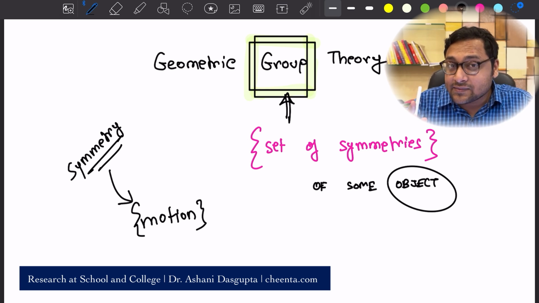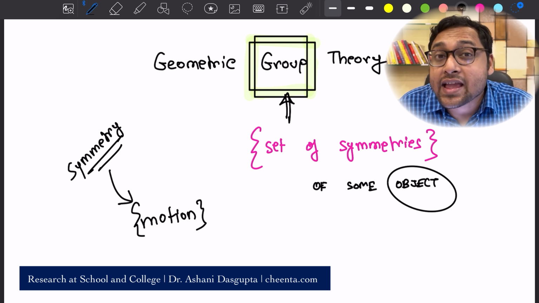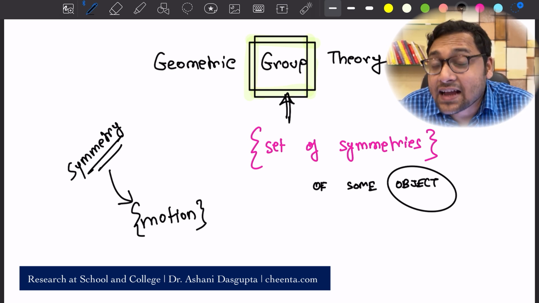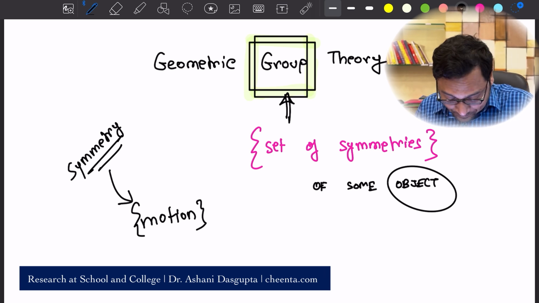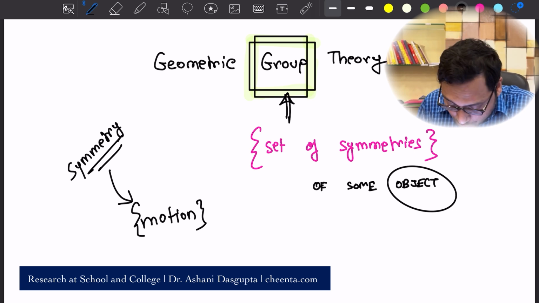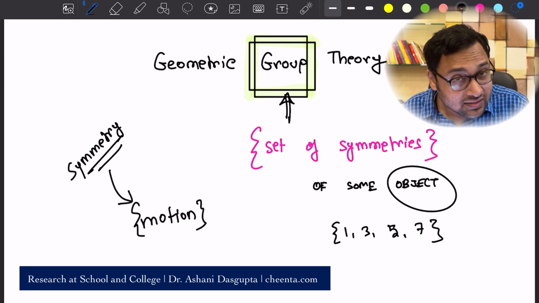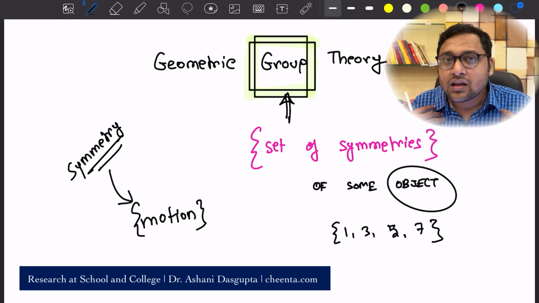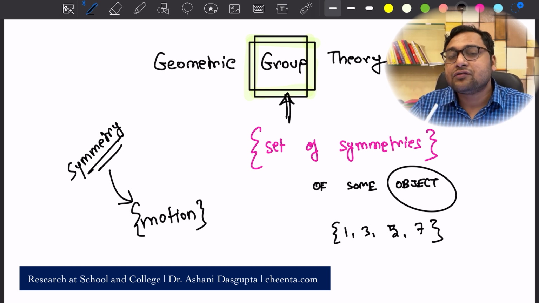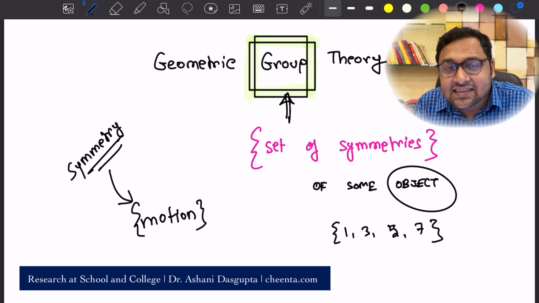But the question is, what object's symmetries are we looking at? Sometimes that object is not very clear. We don't know. For example, I'll give you an example of a group. 1, 3, 5, 7. This set of numbers represents a group. How do I know that? Well, that's a different story. I have to check certain properties. So just by telling you the set, it's not enough.